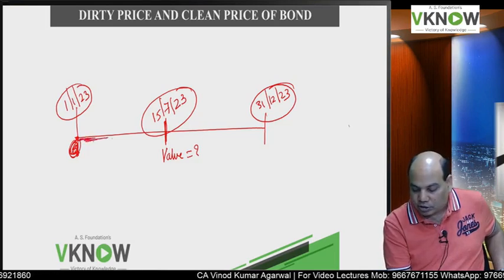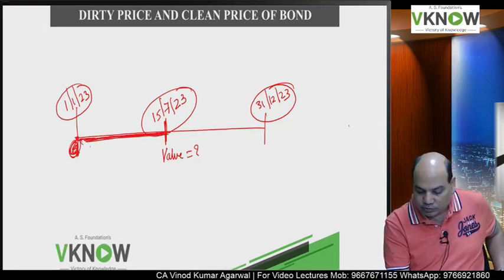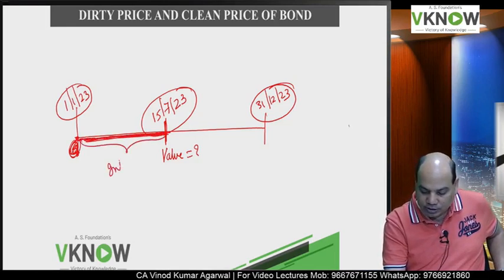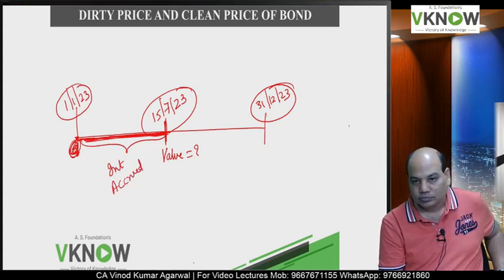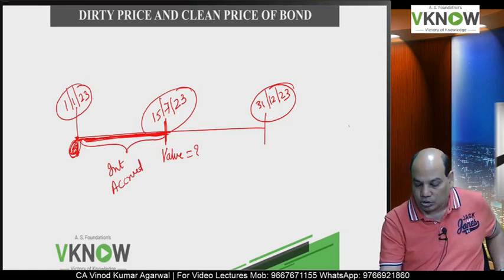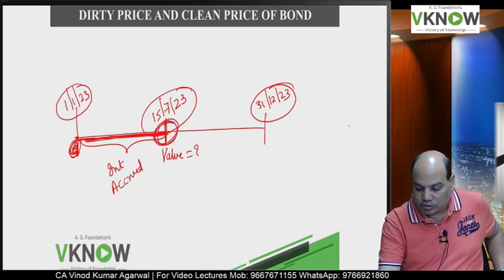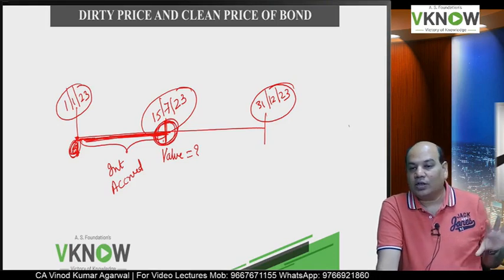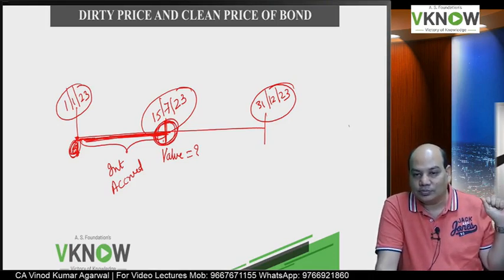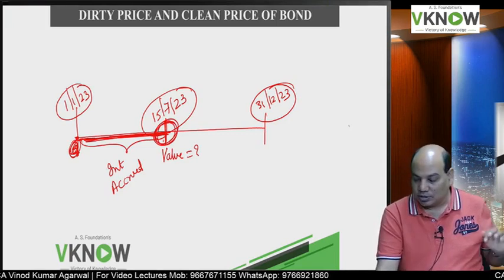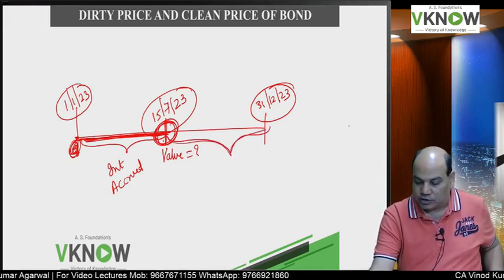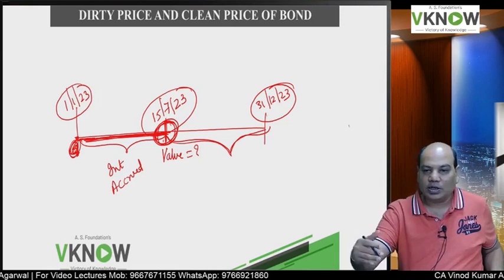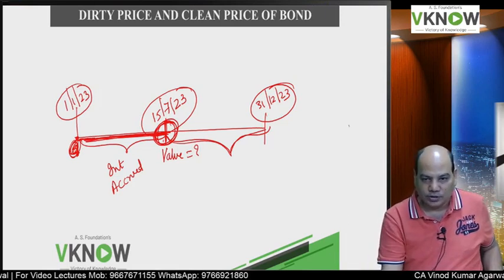From 1st January 23 to 15 July 23, some interest has accrued for this period. Yes or no? Interest has accrued. So the person who is holding the bond in this period is entitled to that accrued interest because he was holding the bond. The person who is going to hold the bond from 15 July to 31st December should be entitled to interest from 15 July to 31st December.